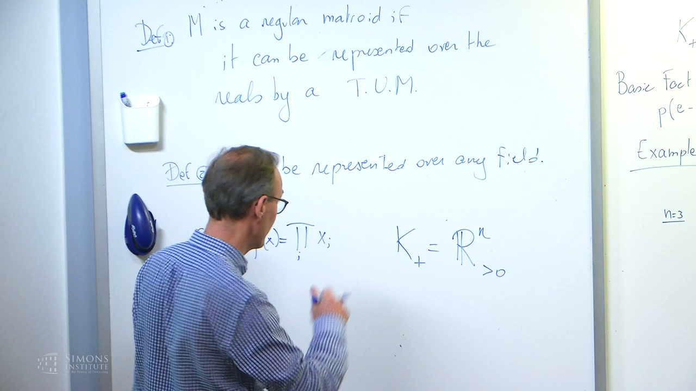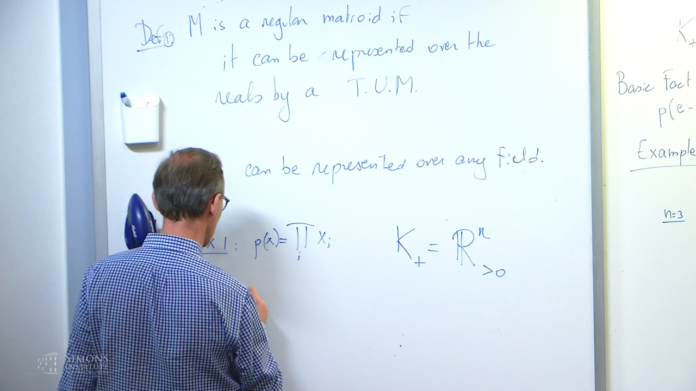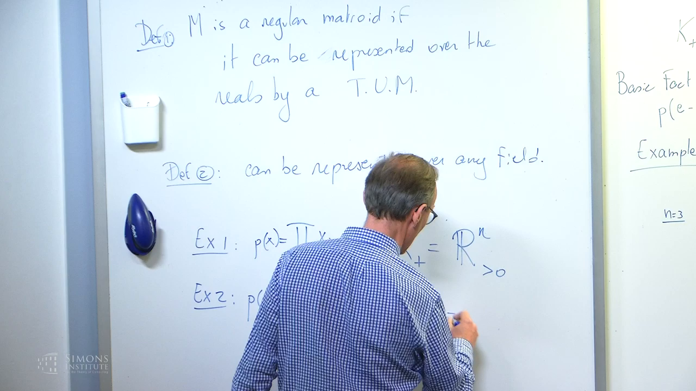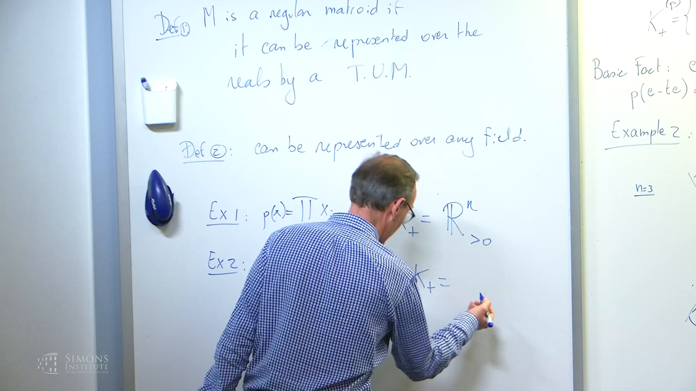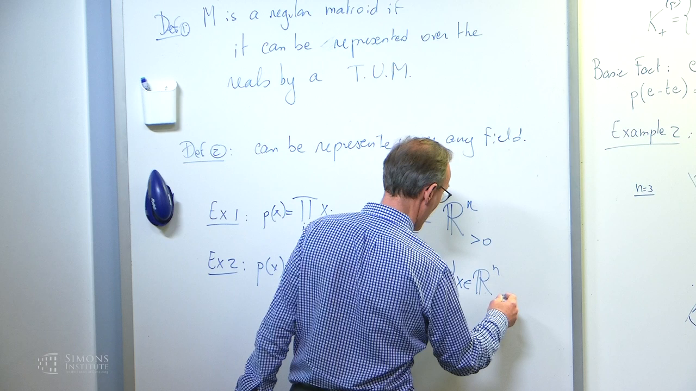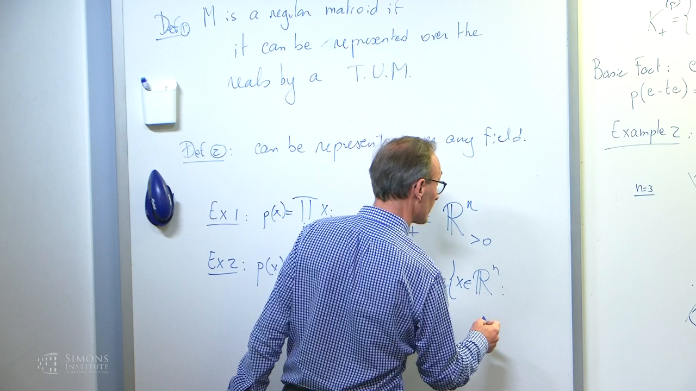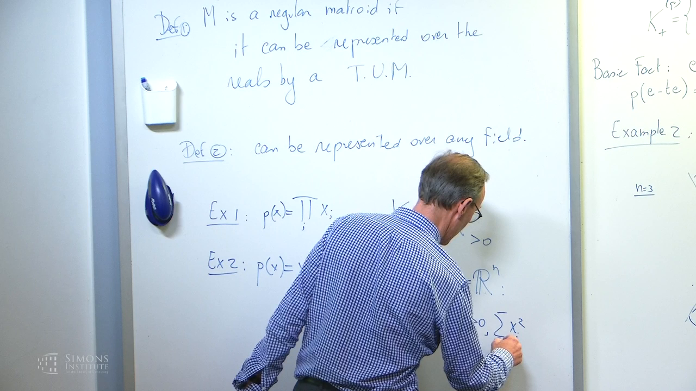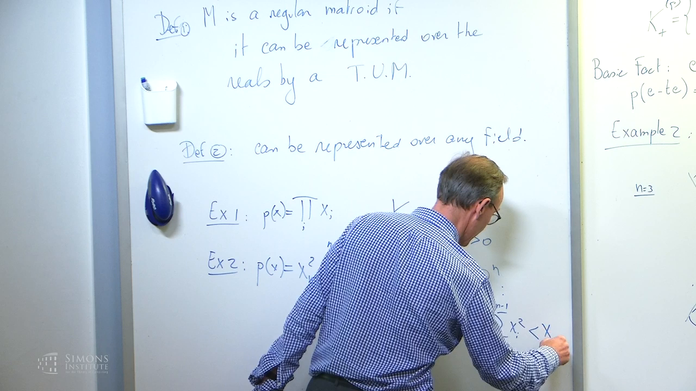And let's take the second example, which is p of x is x_n squared minus the sum over i of x_i squared from 1 to n minus 1. In that case, the cone is just what's known as the second order cone, or at least its open version. So that's the set of x in R^n such that x_n is positive, and the sum of x_i squared, i from 1 to n minus 1, is strictly less than x_n squared.